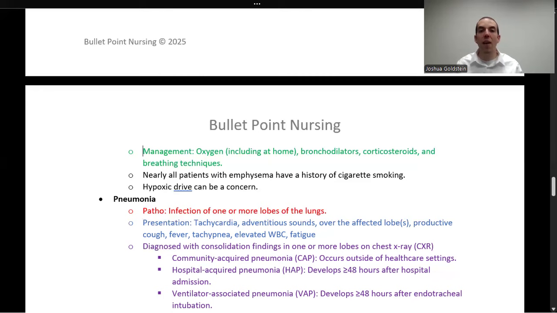It doesn't require a CT. There are three variations of pneumonia. CAP is community-acquired pneumonia. That's what a non-hospitalized patient, anyone who's walking into a clinic, urgent care, or ER and has pneumonia, has. That's called CAP.